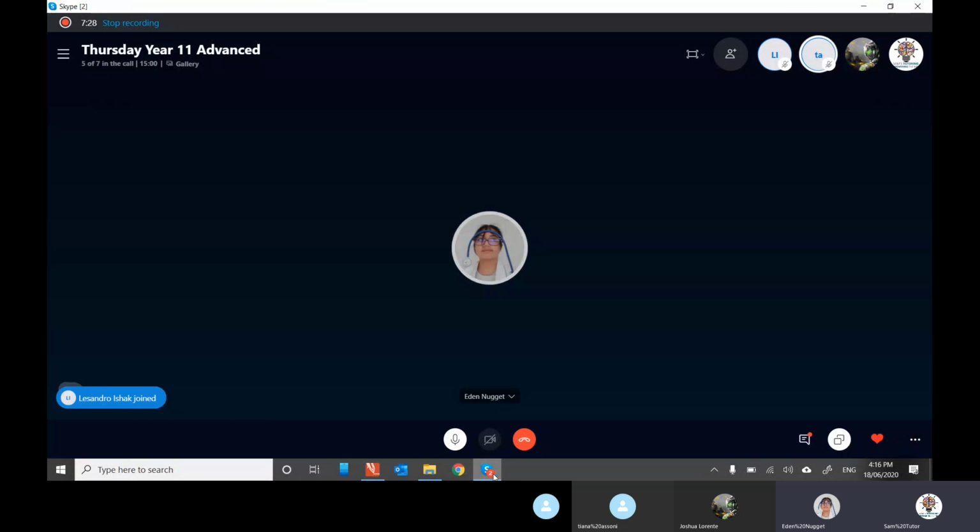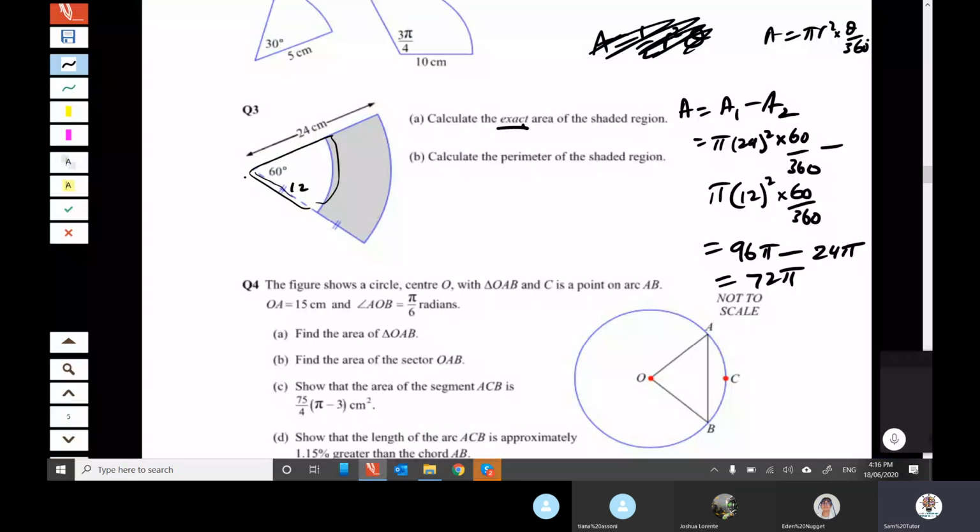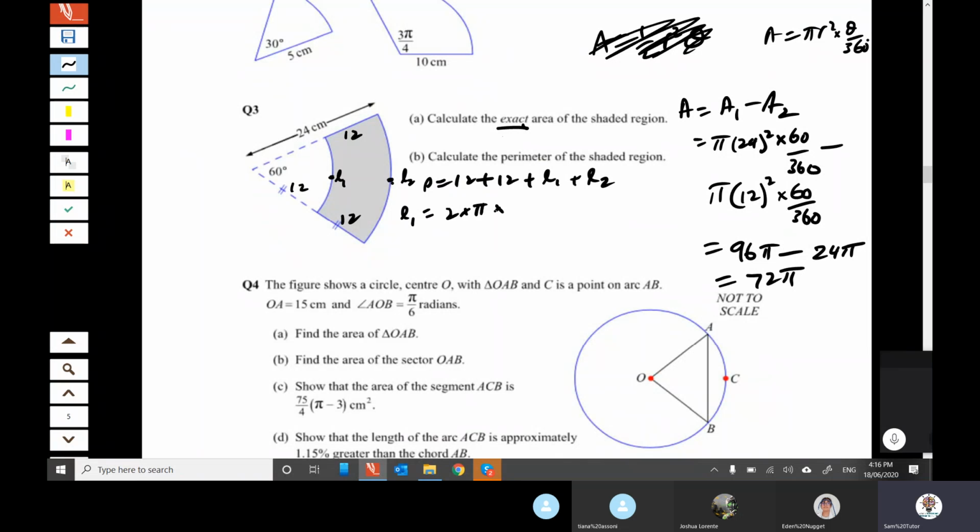Bit of revision. Calculate the perimeter of the shaded region. Find the perimeter. Obviously, it's going to be 12 plus 12 plus this plus this. So perimeter equals 12 plus 12 plus, we'll call them L1 and L2. L1 equals, circumference formula, 2 times pi times radius 12, times 60 on 360. L2 equals 2 pi r again, but the radius is 24, times 60 on 360. It does not say exact, so you can get decimals and then just add it up.